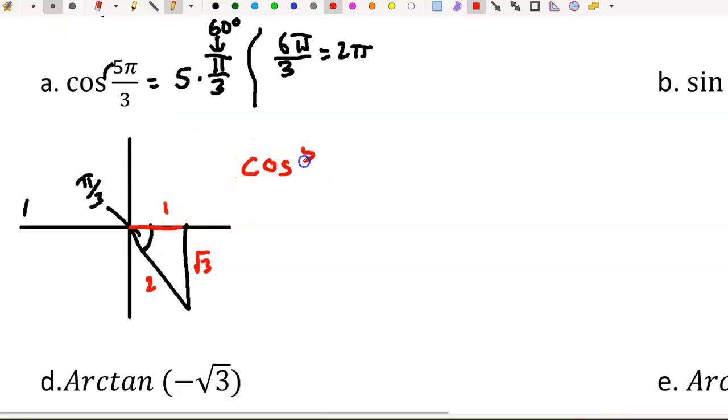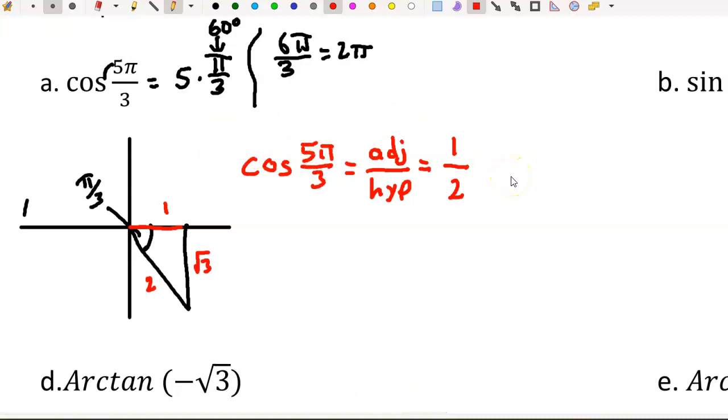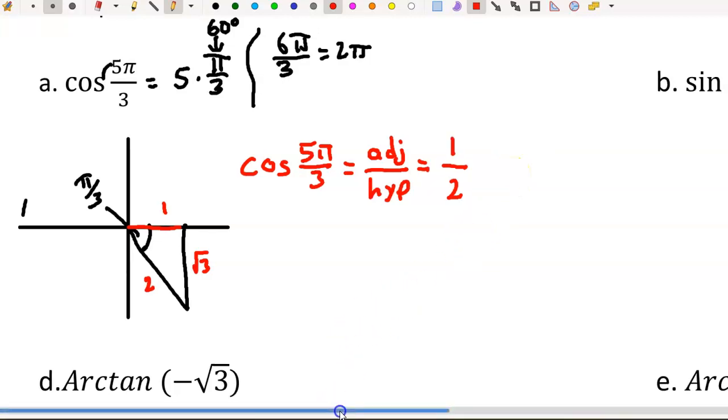Right, and get 5 pi over 3 will equal the adjacent over hypotenuse, which equals adjacent would be 1, hypotenuse is 2. And you can always get a calculator and make sure it's in radian mode and put that in there, and it'll give you that answer as well. So these are easy to check, just to remember you know what you're doing. Okay.